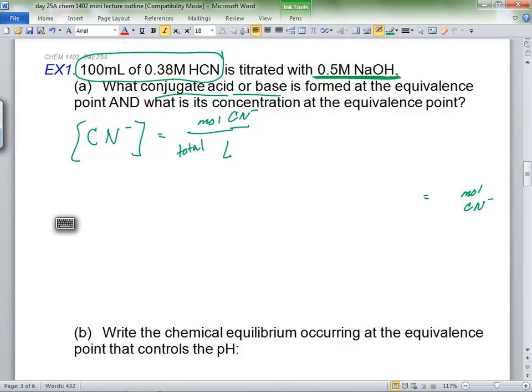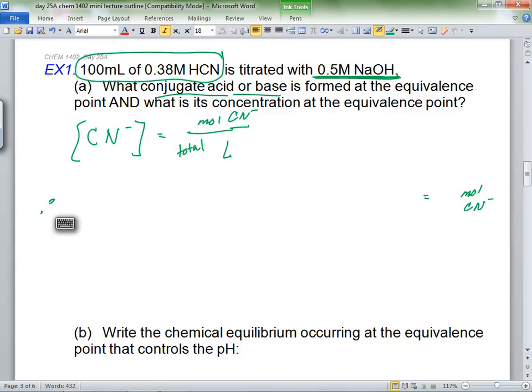How does that help? Because it's the same as the moles of CN minus. You could do a mole bridge thing, but all the HCN gets converted to CN minus. So if you figure out the moles of HCN, you know the moles of CN minus. That's a good way. I didn't think of that. Let's do it that way.